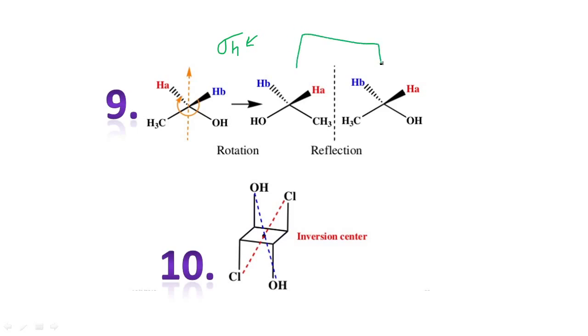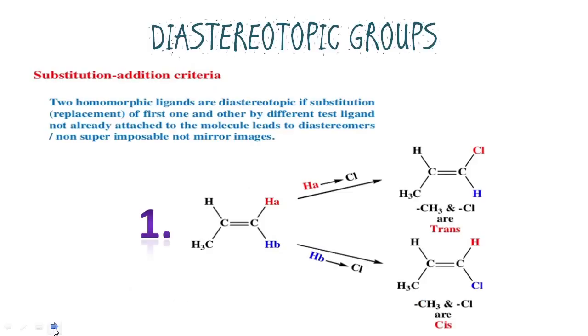Right? So these are enantiotopic atoms, hydrogen atoms. Now again, when you have an inversion center, then also these chlorine atoms are enantiotopic, or the hydroxy groups are enantiotopic. So this is another example.